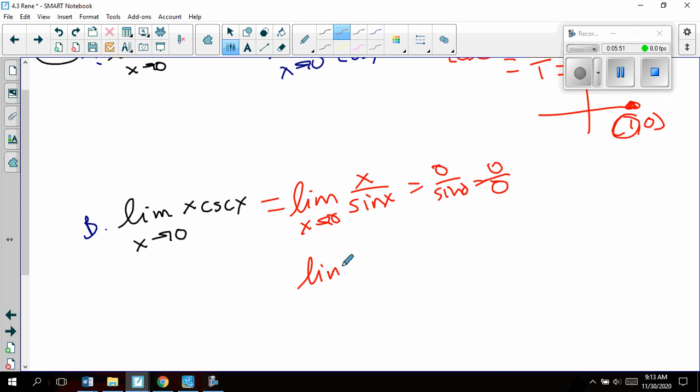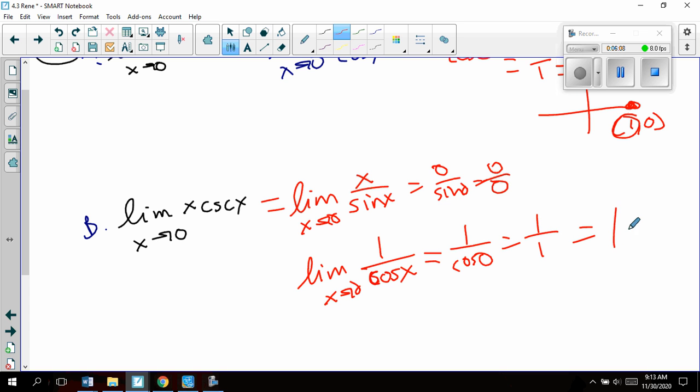So I'm going to have limit as x goes to 0 still. The derivative of x is 1. The derivative of sine is cosine. Okay, so now when I plug 0 in, I have 1 over the cosine of 0. We said the cosine of 0 was 1, so this thing evaluates to 1. Be sure you only use L'Hopital's when you get that indeterminate form, 0 over 0 or a form of infinity over another form of infinity. Then you're going to be working with your L'Hopital's rule.